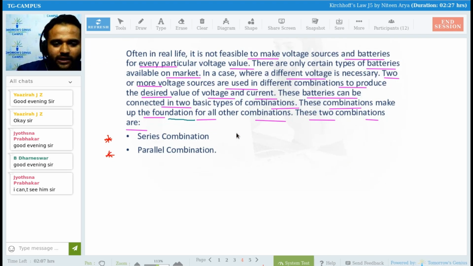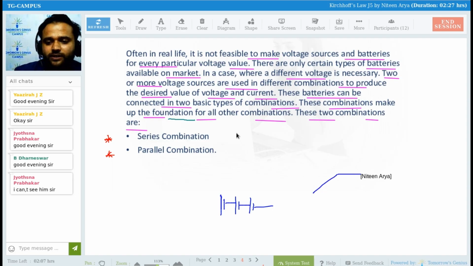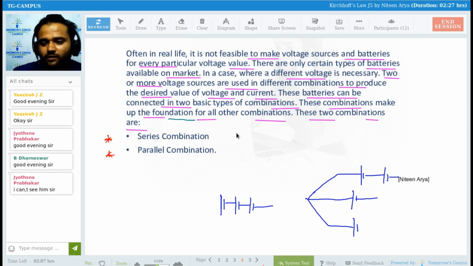Why is this written over foundation? For simplicity, suppose there is one cell, there is another, then it is going to be positive, negative, positive, negative. So this is your series combination. But it can go in this way also. So these are the simplistic ones. What is the combination with these two? This is your positive, negative, positive, negative, positive, negative, positive, negative.